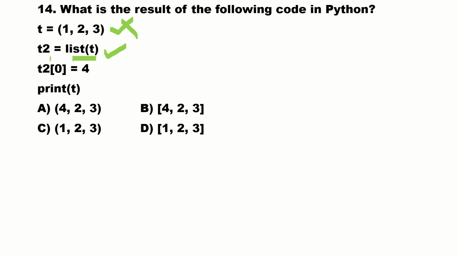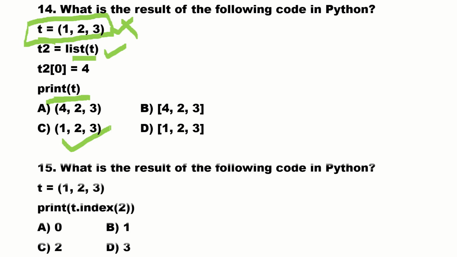Even though T2 can be changed, as it has been converted to a list and modified, what happened to T? T will be the same only. It is not changing anything. You cannot modify anything. So for print T, the correct option will be 1, 2, 3. See, T will remain unchanged even though T2 has been converted to a list and modified, but no change for T.